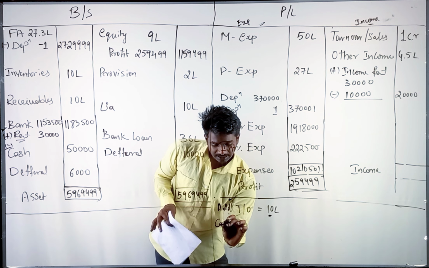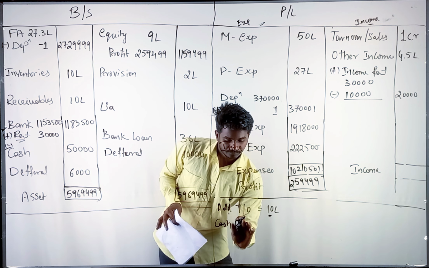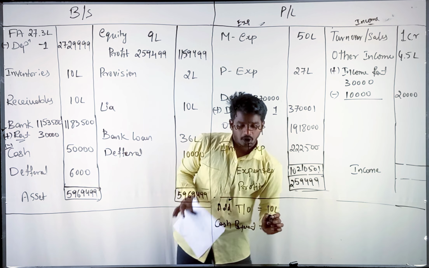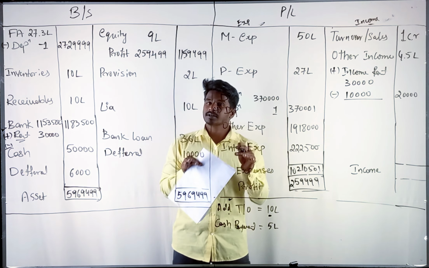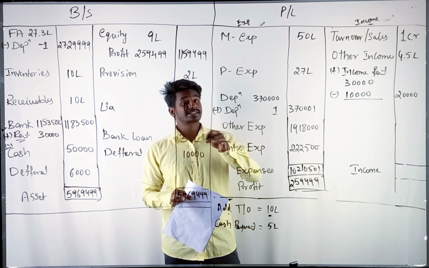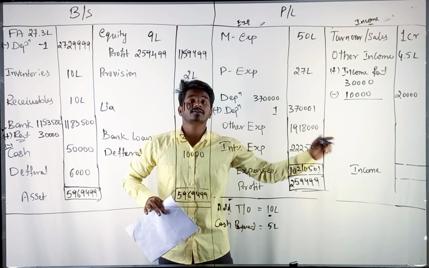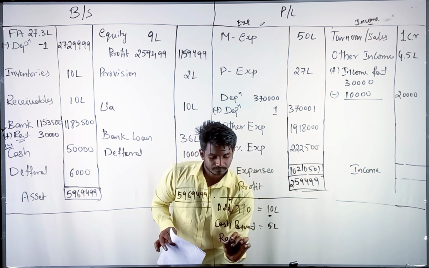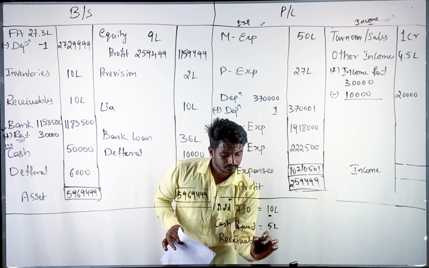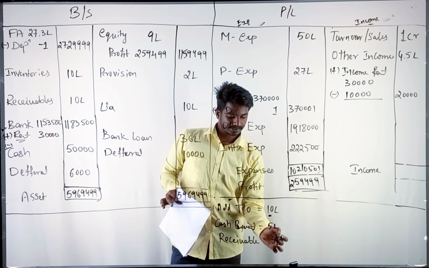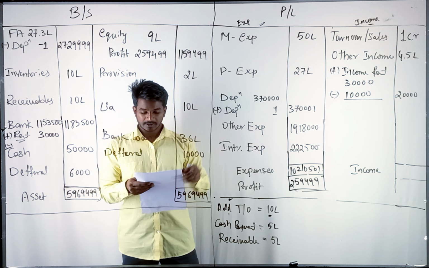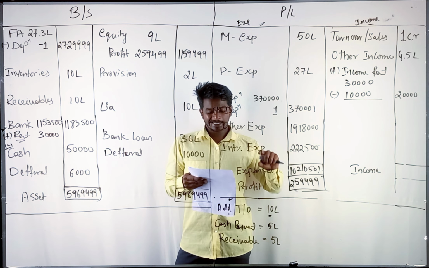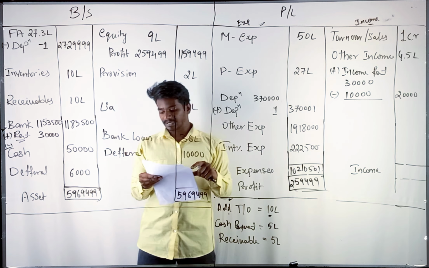Means cash payment. How much we have received? Half. 5 lakh rupees we have received. Remaining will be receivable. It will receive in the future. We should receive 5 lakh rupees and we have received 5 lakh rupees. Then additional turnover leads to additional use of material.